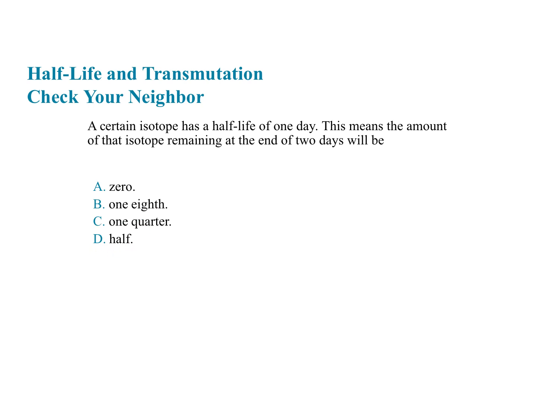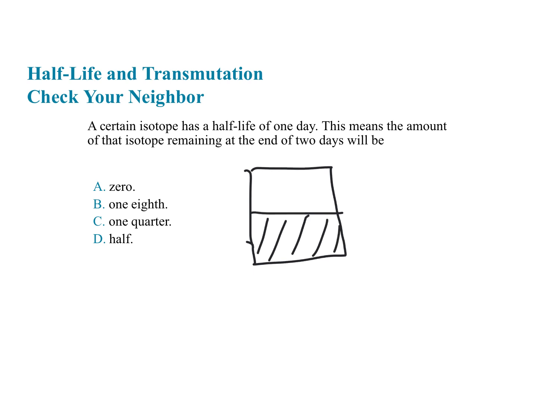So let's just think about it. I start out with a block of pure material, and after 1 day, that's 1 half-life, half of the material has decayed into something else. So this down below is representing the parts of the material that have decayed, and the parts above are representing the amount of the original material that's left after 1 day.